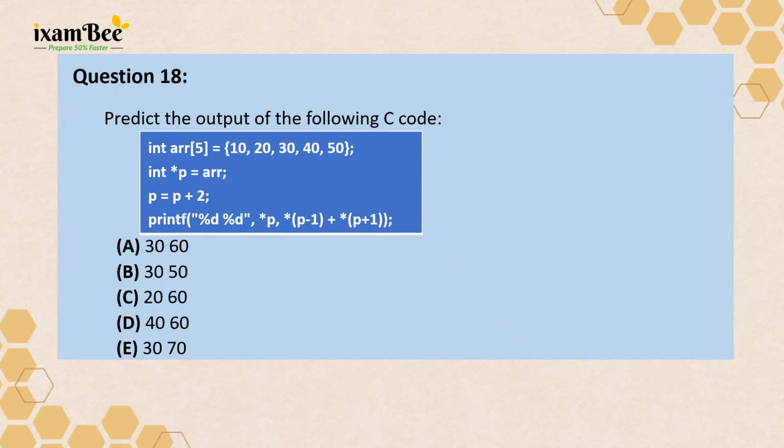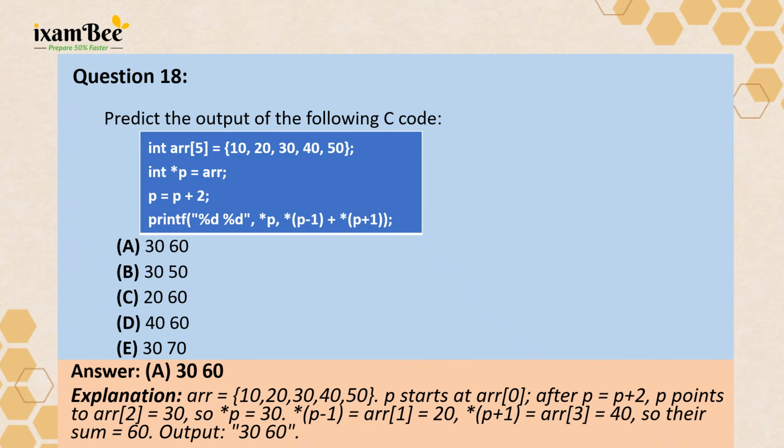Now in this question, you have to predict the output of the following C code. You have an integer array of 5 elements storing 10, 20, 30, 40 and 50. You have an integer pointer which is a reference to the array, and you have the pointer incremented by 2. You have to print two values, which are the value of p, and the value of p minus 1 plus the value of p plus 1. The correct answer here is A, which is 30, 60.